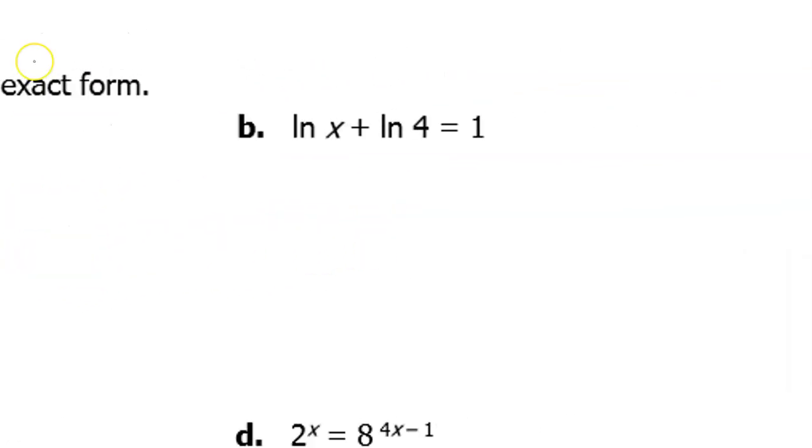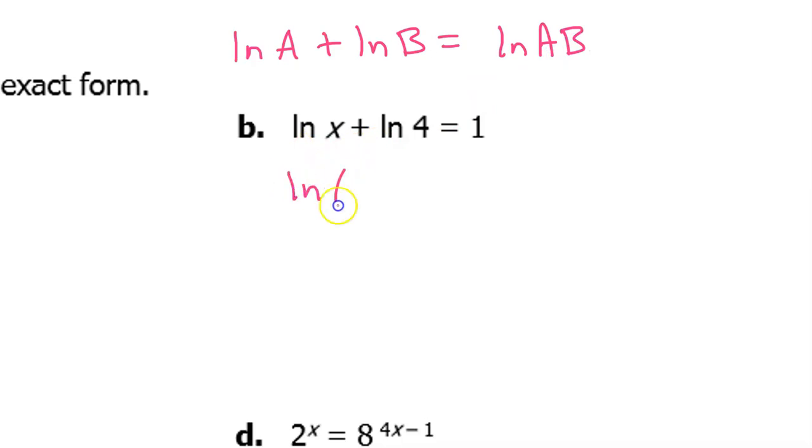So easy. For problem B, we will end up using the product rule. Remember that if you have the log of A plus the log of B, you can write that as the single log of A times B. So in this case, that will give us the log of 4x. And this will equal 1.